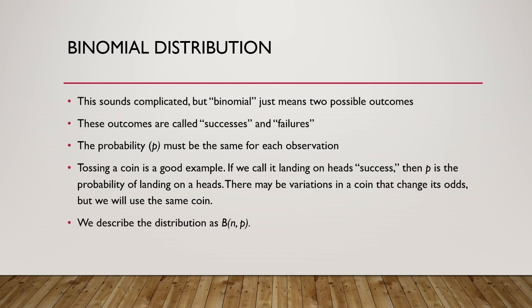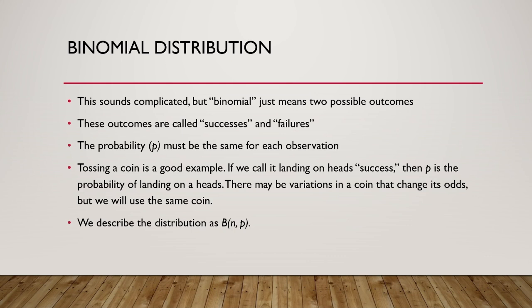Next, we're going to move on to the binomial distribution. This sounds super complicated. Binomial just means 2 possible outcomes. We call those success or failure, right? Either the thing we are looking at did happen or the thing we're looking at didn't happen. If it happens, it's a success. If it doesn't happen, it's a failure. So our probability here, our P, is going to be the same for each observation, right? Tossing a coin, for instance.